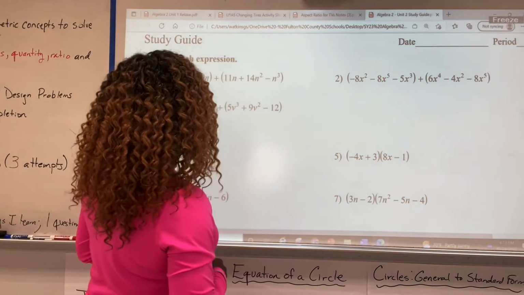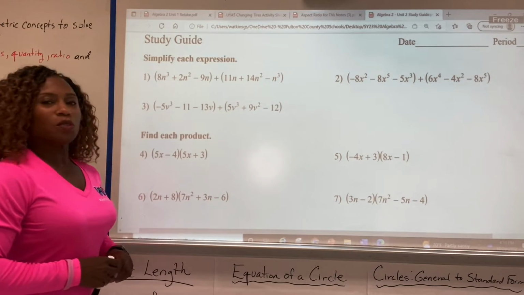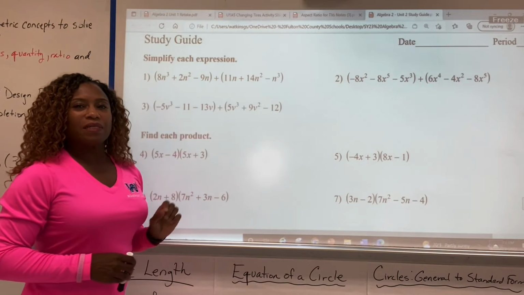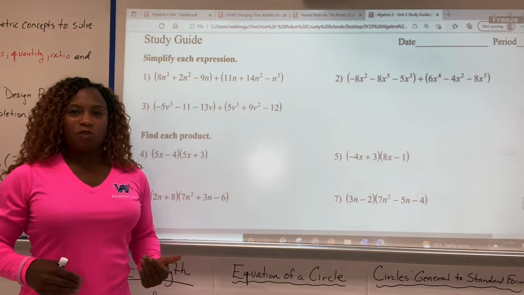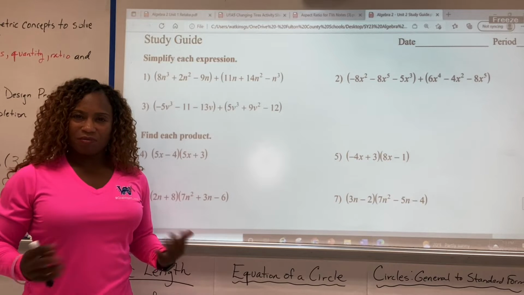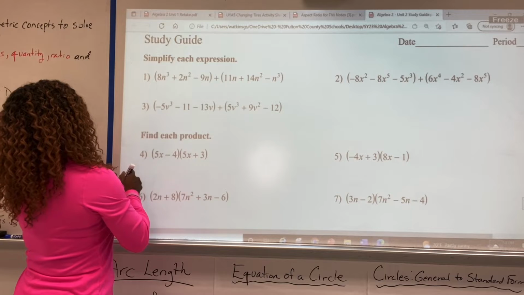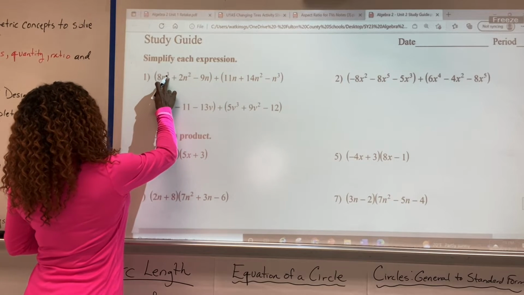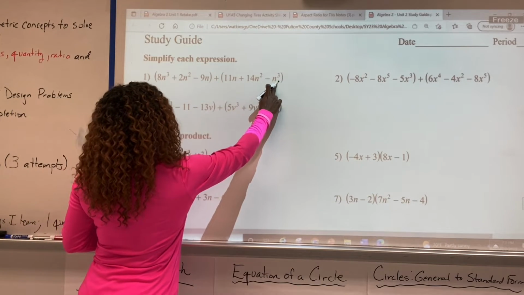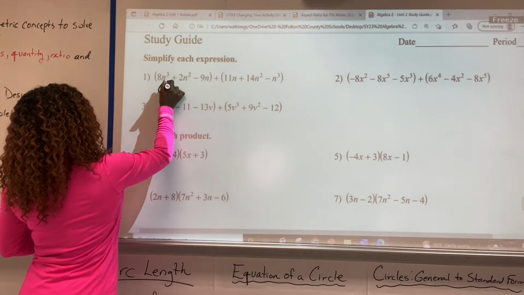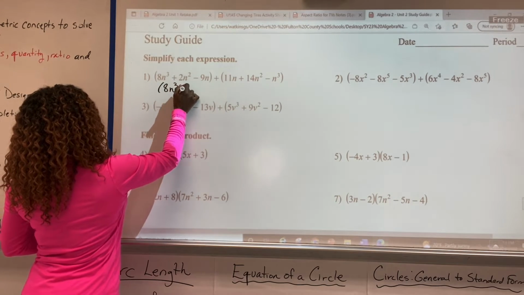So for number 1, simplify each expression. Notice that we have a trinomial plus another trinomial. Now we already know that when we are adding and subtracting polynomials, basically we're just combining like terms. So let's go ahead and apply that. First thing I see is that I've got an 8n cubed, and then I've got a negative n cubed. So I'm going to just write those together. Let me just put those next to each other so I'll see exactly what I'm doing here.